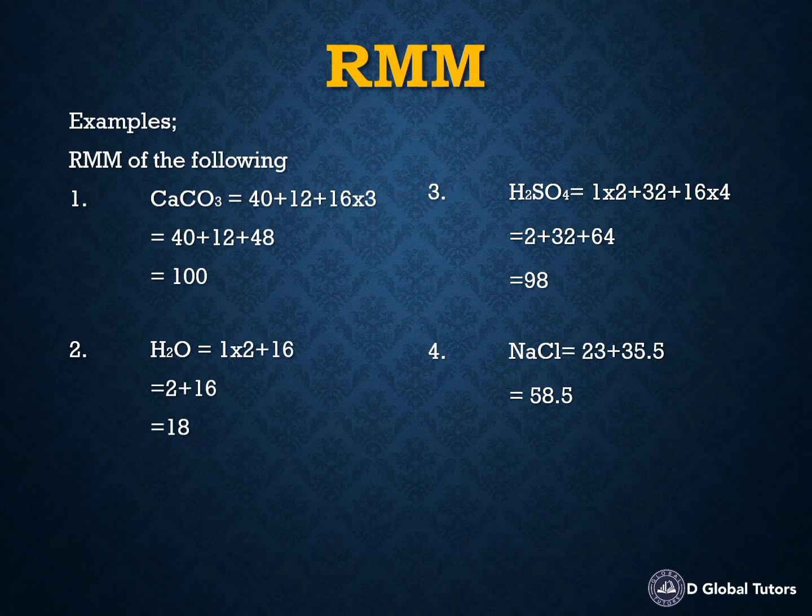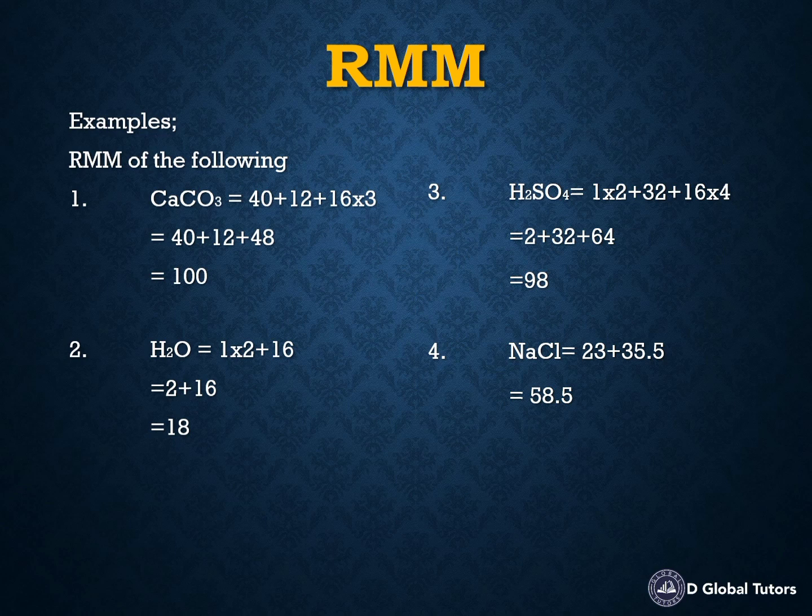Then number 3. We want to see how to calculate the relative molecular mass of H2SO4, hydrogen tetraoxosulfate 6. Now, how do we do that? There are 2 atoms of hydrogen. So we have 1 times 2 plus the relative atomic mass of sulfur, which is 32, plus there are 4 atoms of oxygen here.